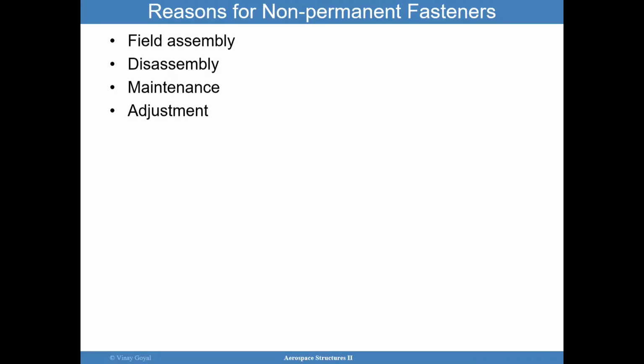Why we use bolted joints? We use bolted joints because they're non-permanent fasteners that allow us to quickly use them in the field. We can disassemble, it's easier to apply maintenance, and you can also make adjustments.